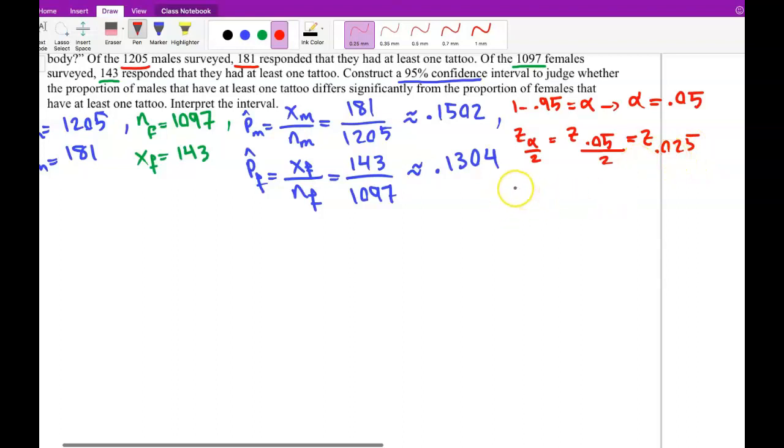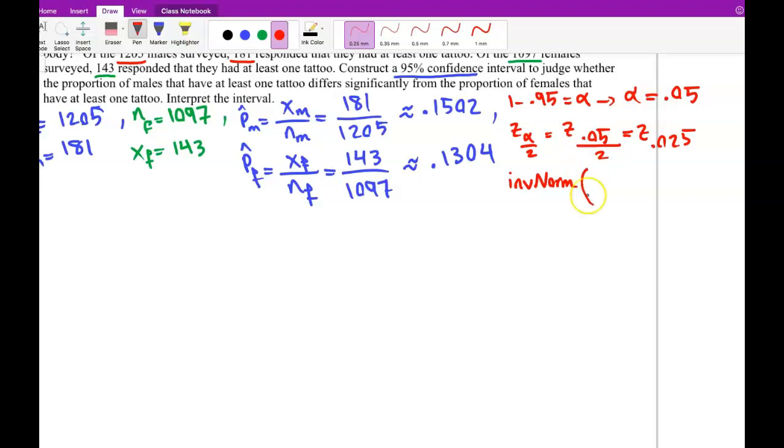So using the calculator, inverse norm, and left area we have 0.975, mean 0, standard deviation 1. Then rounding it, the answer is 1.96. We had this part before, that's why I'm not showing it on the calculator. Just remember that since this is the right area, when using a calculator you need to enter, instead of that number, 1 minus 0.025, which is 0.975, and this is the left area.